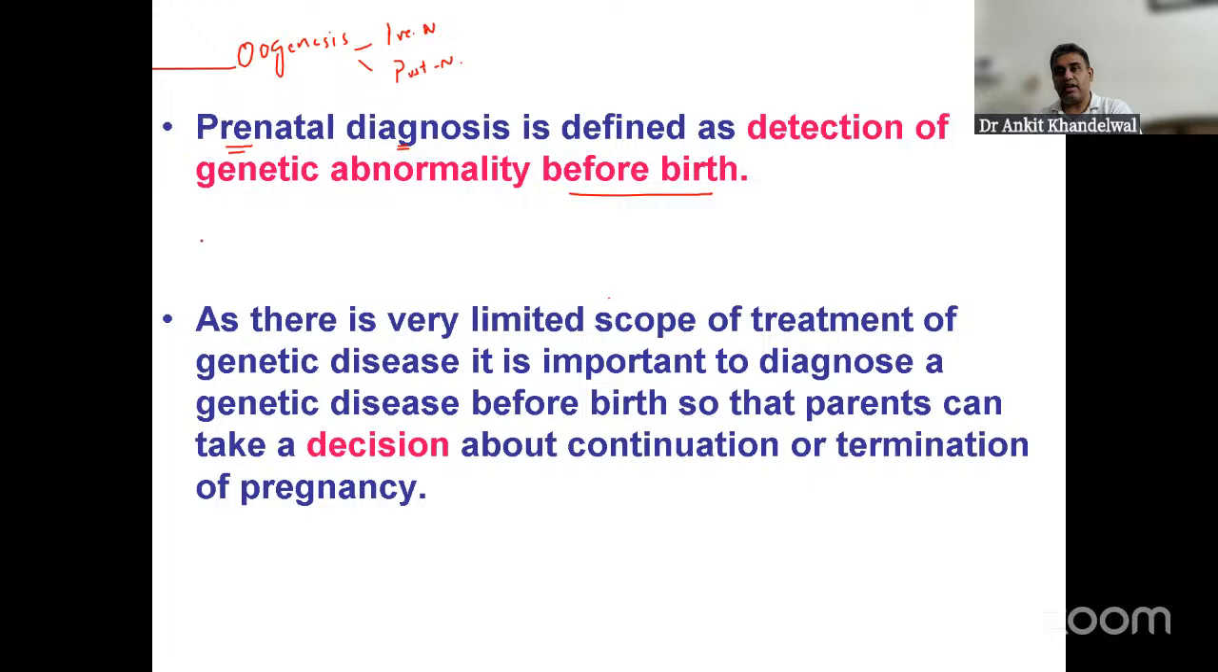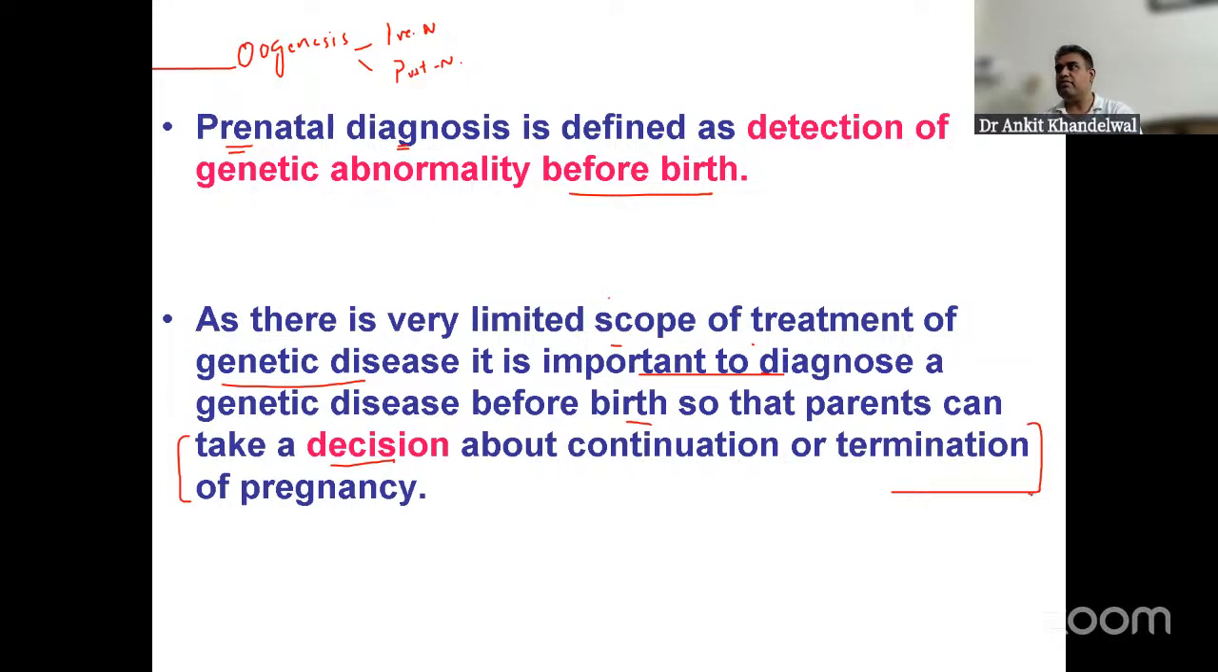Now, prenatal diagnosis. There is very limited scope of treatment of genetic diseases, because even after all this development, we have very limited resources to cure genetic diseases. So as there is very limited scope of treatment, it is important to diagnose a disease before birth so that the parents can take a decision about continuation or termination of life. This is a very, very tough decision for the parents as well as the treating doctor.